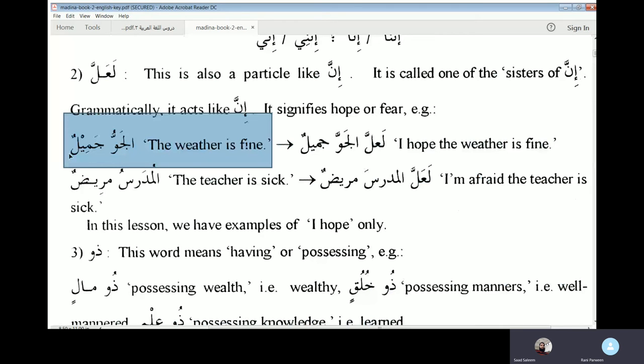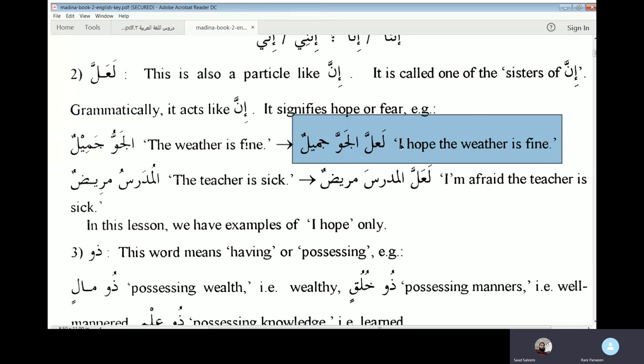Al-jawu jamilun. The weather is fine. La'alla jawu jamilun. I hope the weather is fine. Another thing: al-jawu had dhamma, but after the introduction of la'alla, it becomes mansoob. It has fatha.